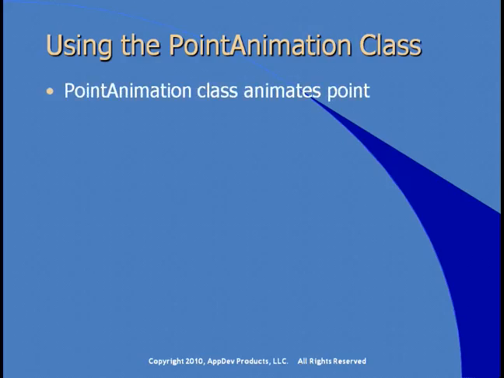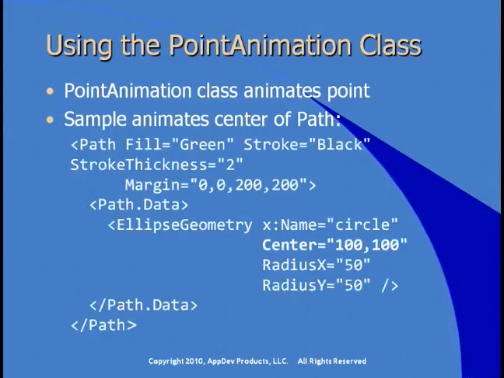The point animation class animates a point, just like the color animation class animates a color, and the double animation class animates a double value. The sample will animate the center of a path object. Here's the sample we'll be looking at. That is, we'll take an ellipse geometry whose center is 100, 100, and animate that point value.